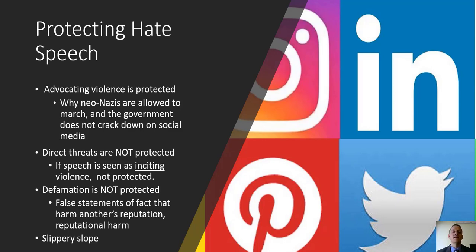Neo-Nazis can advocate, can say they support violence against Jews. White supremacists can say that they support violence against non-white Americans. And that is protected as long as they do not directly threaten any one specific individual. Direct threats are not protected by freedom of speech. If the speech is seen as inciting violence, it is not protected.